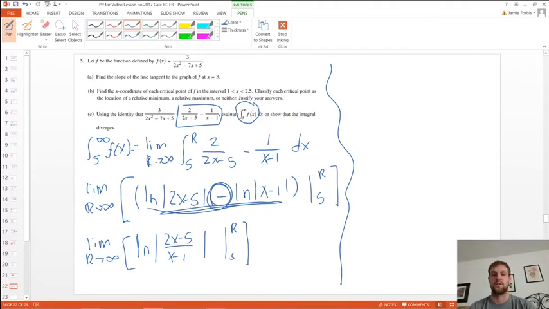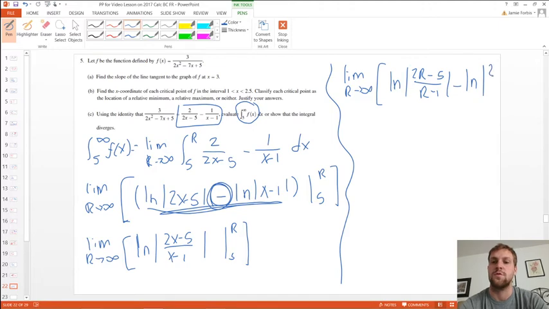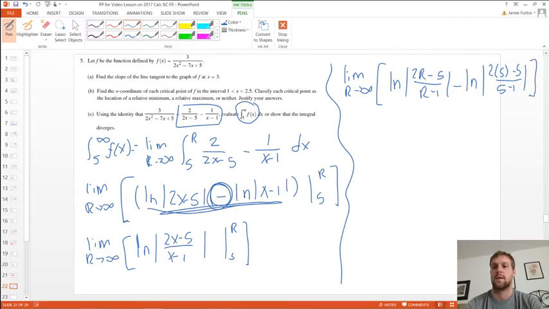I'm going to try to finish up here at the top right. If I plug r and 5 into that, I got the limit as r approaches infinity of, plugging in r, the ln of absolute value of 2r minus 5 over r minus 1, minus the ln absolute value of 2 times 5 minus 5 over 5 minus 1.